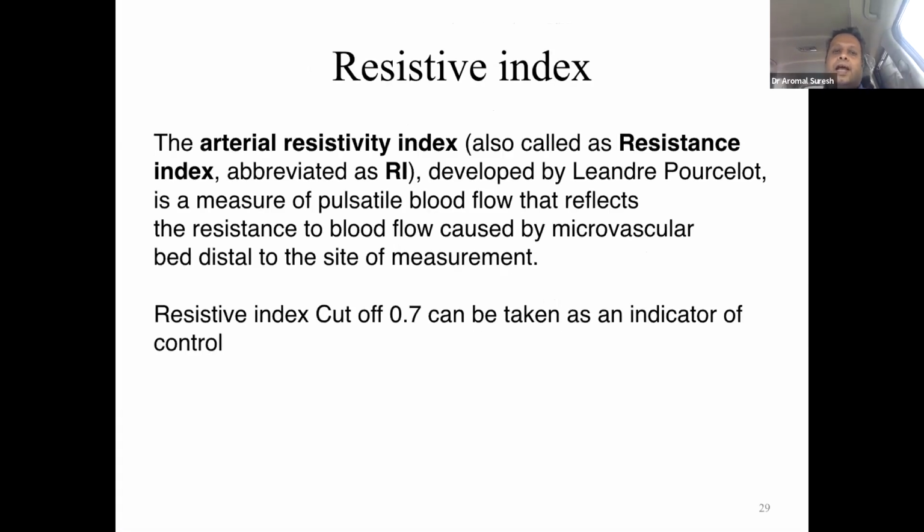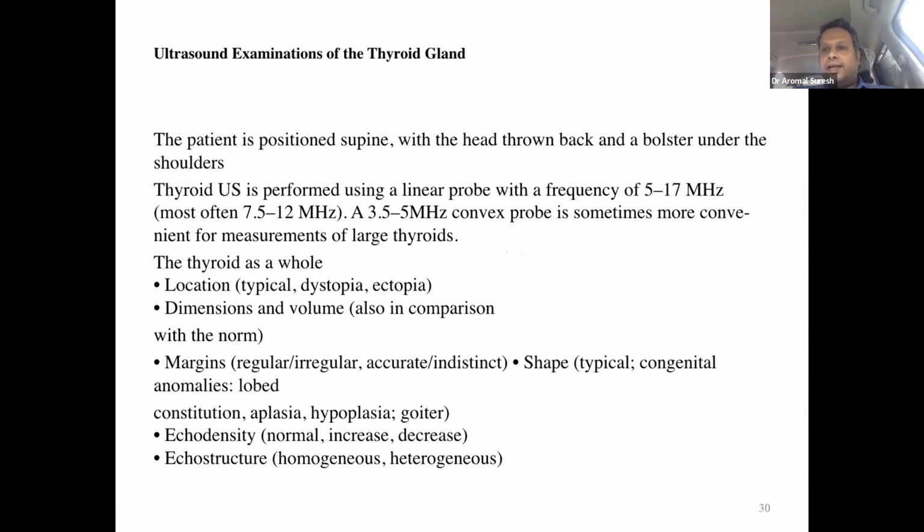And the resistive index, developed by Leandre Pourcelot, is a measure of pulsatile blood flow that reflects the resistance to blood flow caused by the microvascular bed distal to the site of measurement. The cutoff is 0.7. And basically, if it is high, there is more possibility of hyperthyroidism, basically Graves' and all.